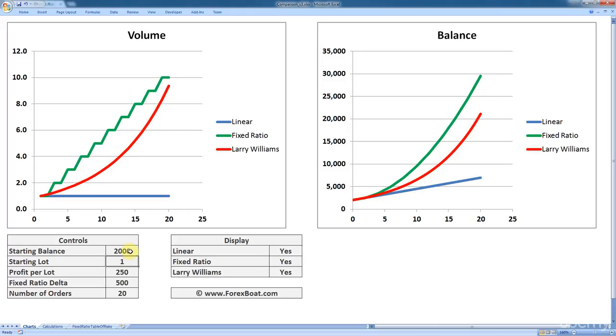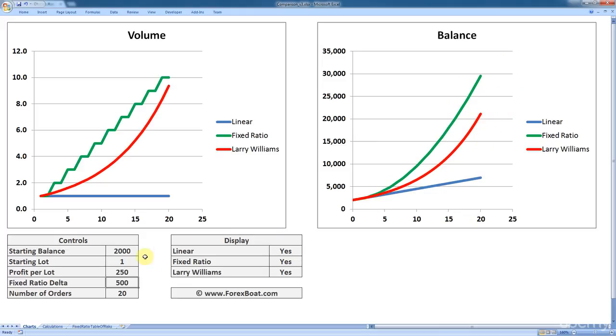$2,000 starting balance, the linear method still earns $5,000, and the fixed ratio method still earns from 2,000 to 30,000. Well, it does earn a bit more, it seems like. So it goes up by, oh, that's right, because we changed the fixed ratio delta, so of course it will earn more. But nevertheless, the starting balance doesn't affect the profits of these two methods. But for the linear method, or the Larry-Williams method, it plays a significant role. So why does that happen?